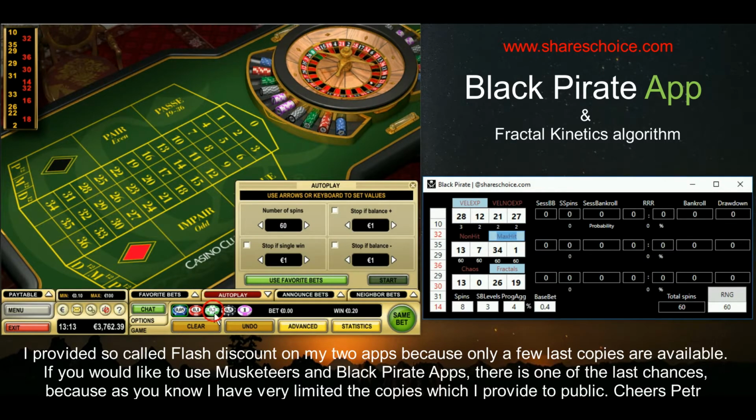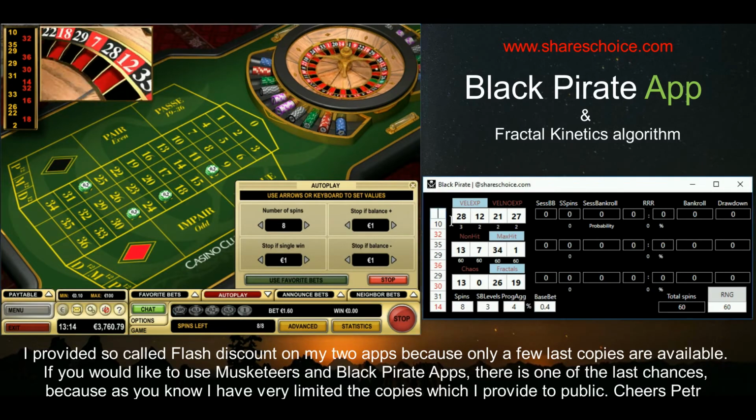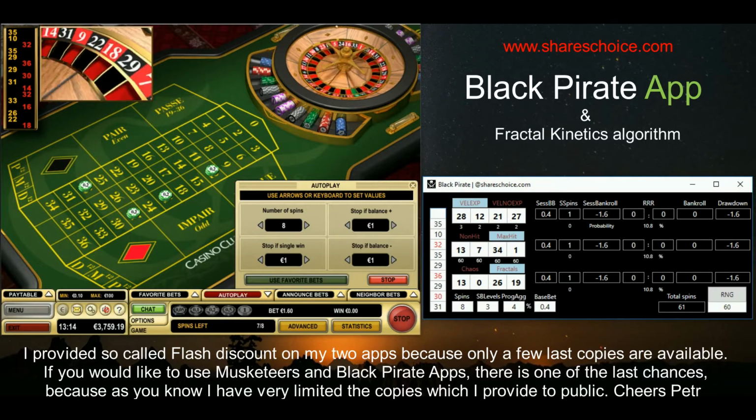I'm using my Black Pirate app, and you will see then I will play the Fractals algorithm, which is, let's say, my newly introduced one in my Black Pirate app, and the whole name is Fractal Kinetics algorithm and equation. And you can compare the results from all three algorithms: velocity numbers, magsit and fractals.